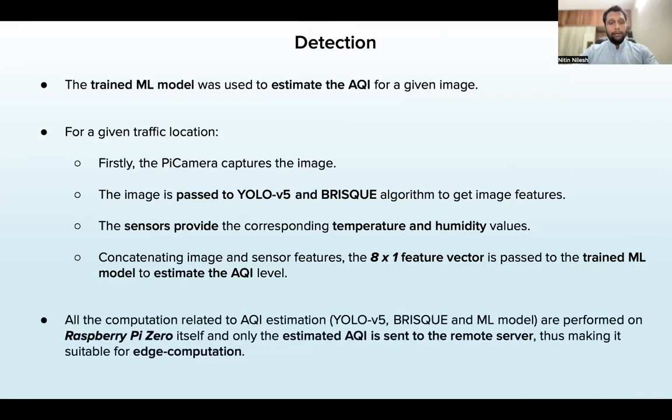One thing to note here is that all the computation related to AQI estimation, for example, running YOLOv5 to get the number of vehicles and their type, running the BRISQUE algorithm to get the visibility, and finally running the ML model to get the estimated AQI, are all performed on the Raspberry Pi Zero MCU itself, right? And only the estimated AQI is sent to the remote server, making it suitable for edge computation. So all the computation is happening on the Raspberry Pi, and we're only sending the estimated AQI. Okay, so we talk about the results now of the proposed methodology.